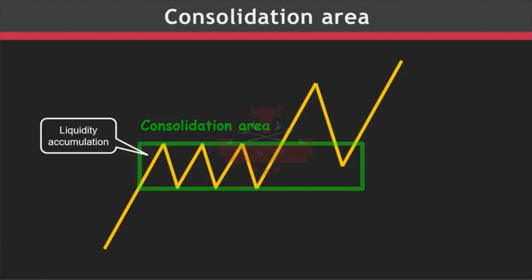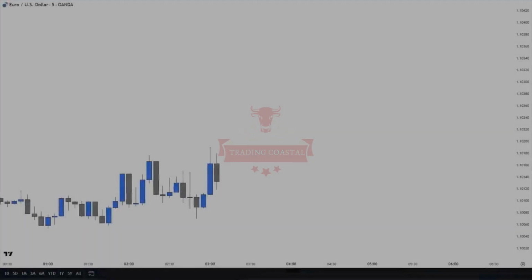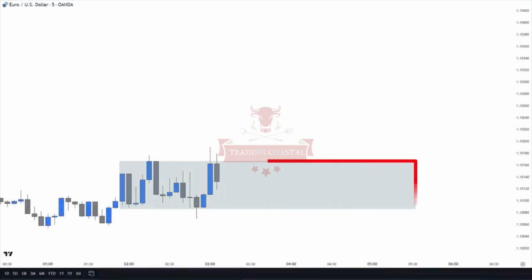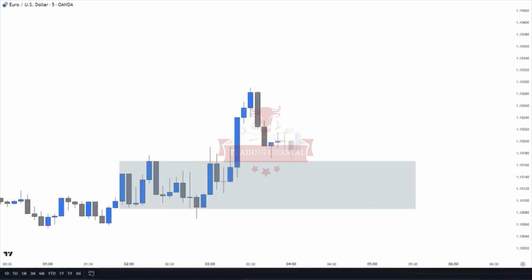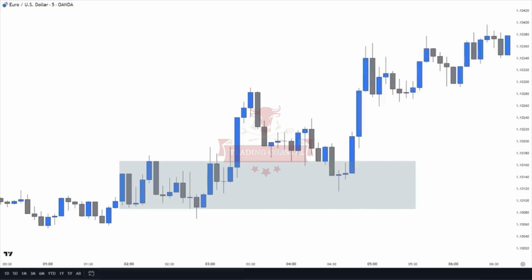However, we still need to have some imbalance before considering this area a valid supply and demand. For example, here, the price was consolidating in the Asian session before the London liquidity entered the market. So, this consolidation area becomes a perfect demand zone for long opportunities. Our stop will be protected above this zone, and we can set multiple targets.